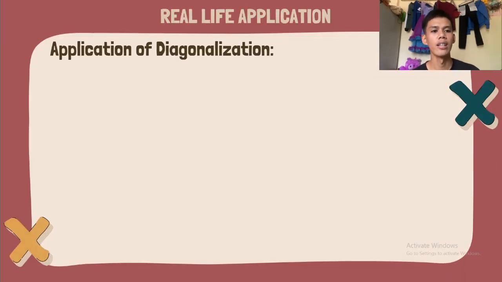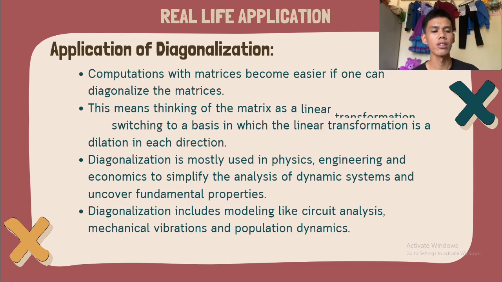Real-life application. Application of diagonalization. Computing with matrices becomes easier if one can diagonalize the matrix. This means thinking of the matrix as a linear transformation and switching to a basis in which the linear transformation is dilation in each direction. Diagonalization is mostly used in physics, engineering, and economics to simplify the analysis of dynamic systems and uncover fundamental properties. It includes modeling like circuit analysis, mechanical vibration, and population dynamics.